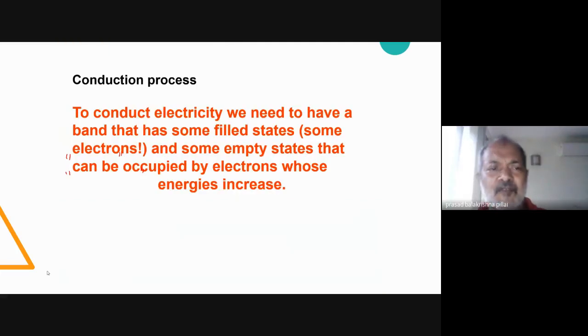So this is a bit of elaboration on what we have already talked of. To conduct electricity, we need a band that has some filled states and some empty states that can be occupied by electrons. First of all, the electrons should be available, and then there should be empty states where the electrons can go and occupy when they increase their energy. So both these conditions are very important in the conduction process. The electric conduction takes place when there are filled states, from where the electrons can take the energy and go to an empty state where they can occupy. Only then can the conduction take place.